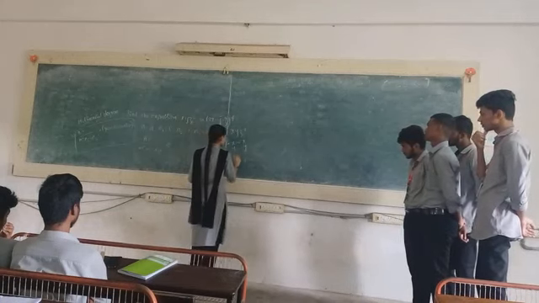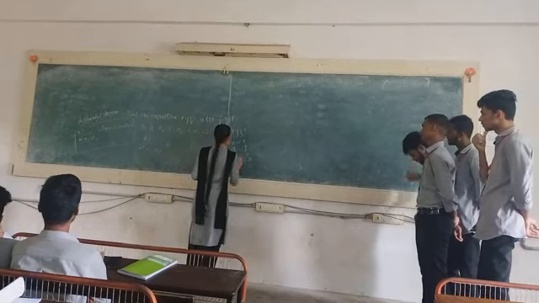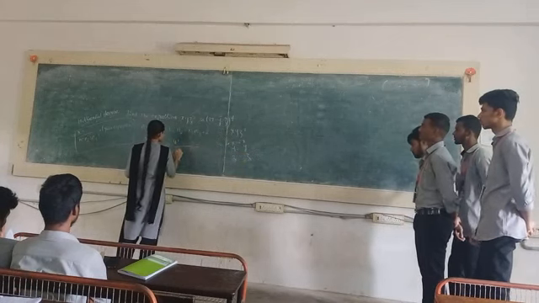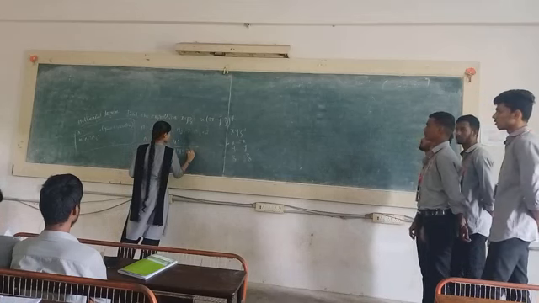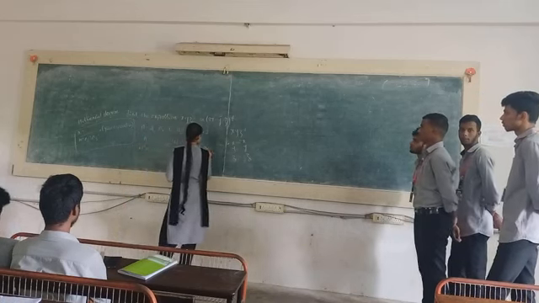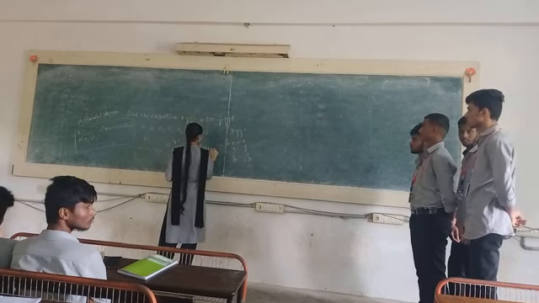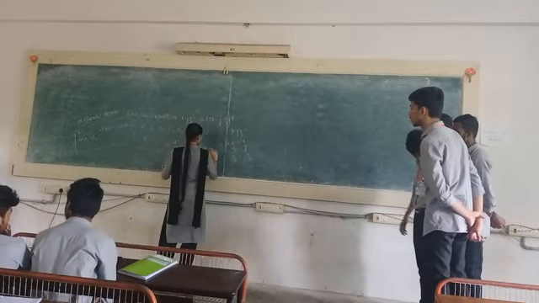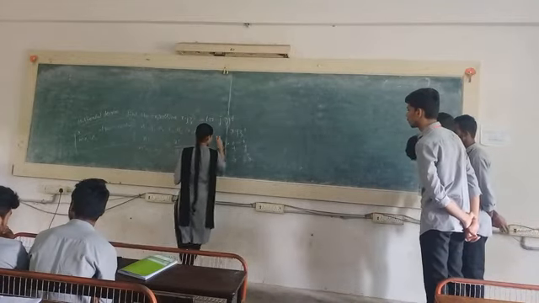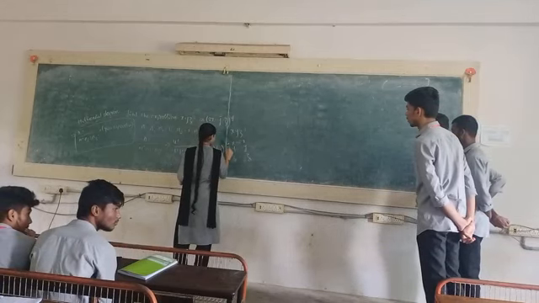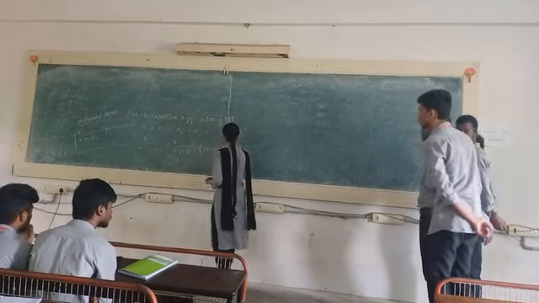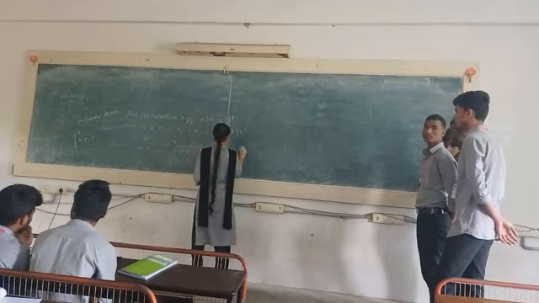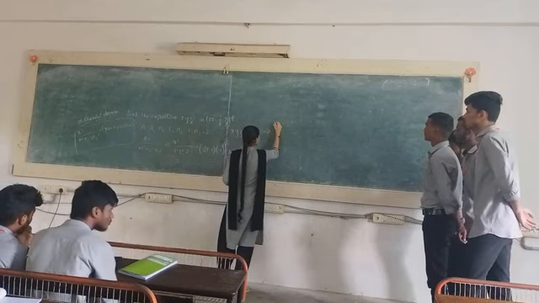Y equals to minus y, z equals to minus z. 4 factorial by... here you know that 4.